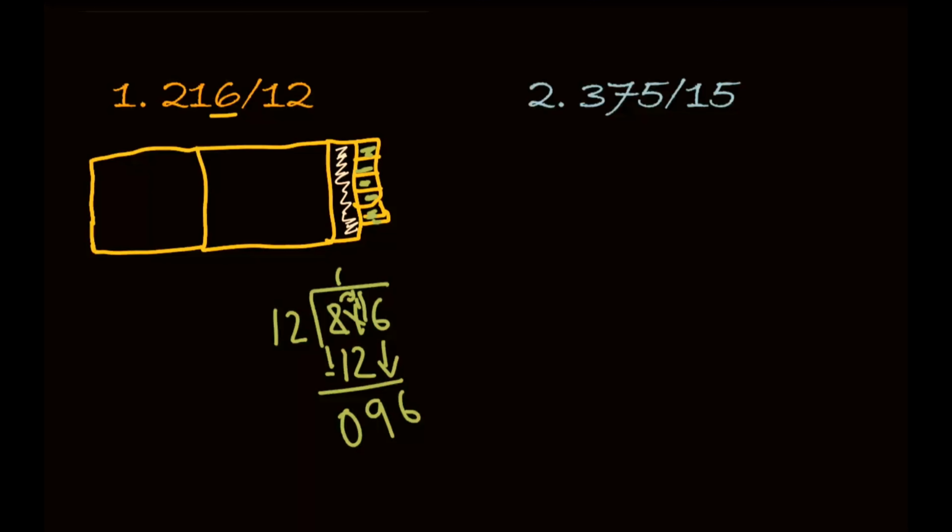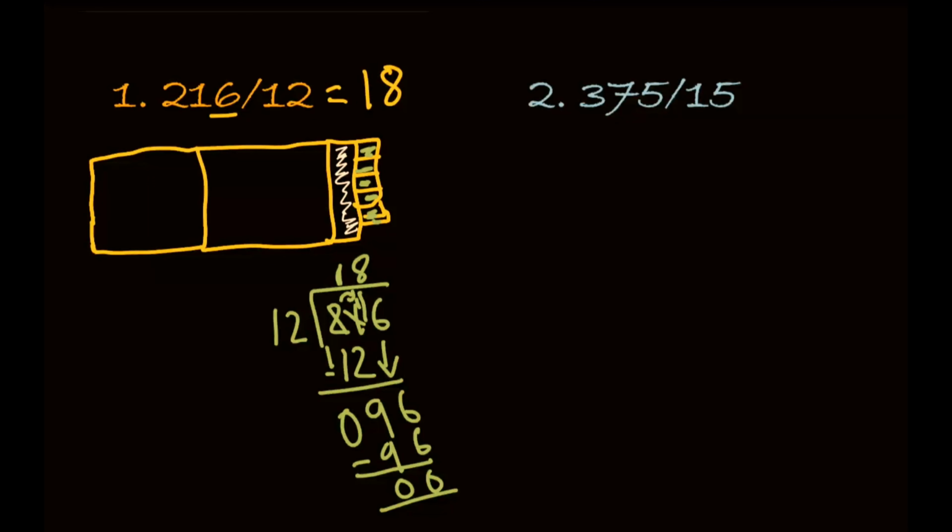So we know that 12 times 8 equals 96. So we can write 8 there. Then we can subtract 96. So 6 minus 6 is 0. 9 minus 9 is 0. So we get a remainder of 0. Sorry about that. So our answer here is going to be 18.